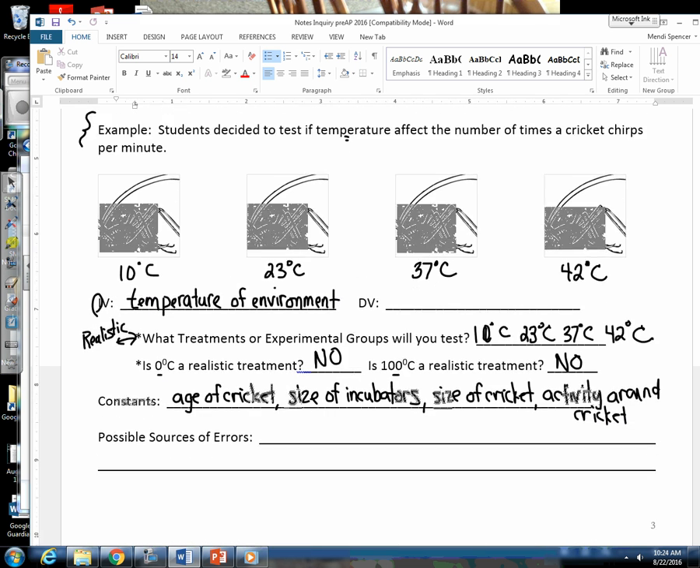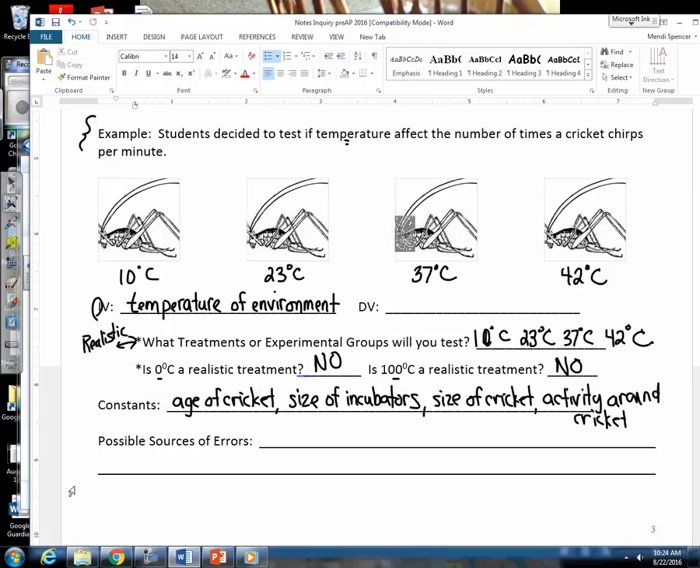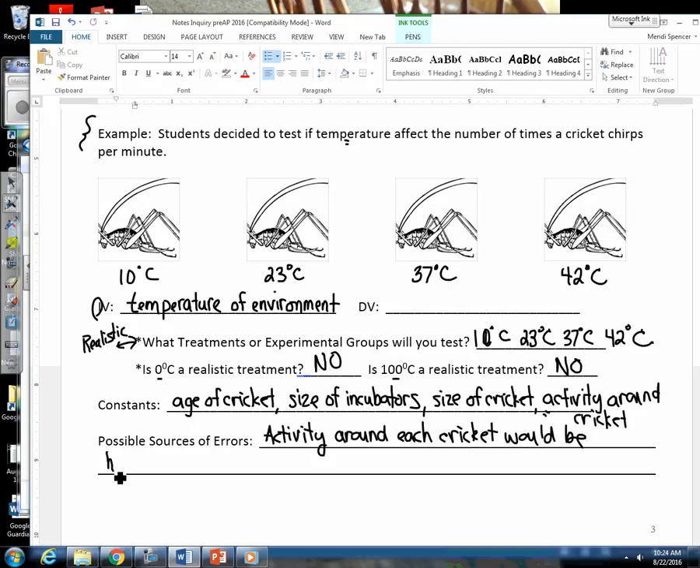So let's go down here and analyze the experiment and see what are going to be some possible sources of errors. One would be, I would say this one right here. So again, this should be a constant. It might be hard for you to keep the activity around the cricket or around each cricket exactly the same. So let's indicate that. But we're not just going to put activity around the cricket. We can start with that, but that doesn't really explain why this is an error. Let's put the activity around each cricket would be hard to keep constant.